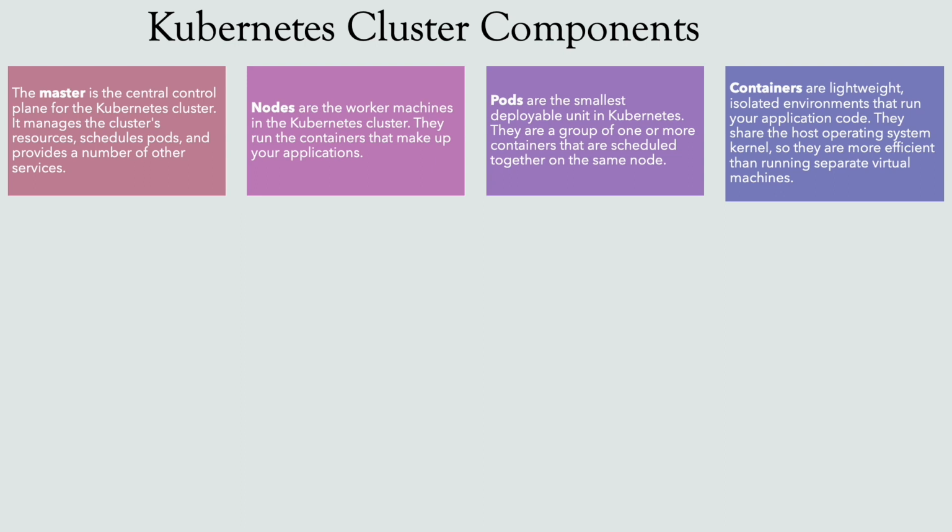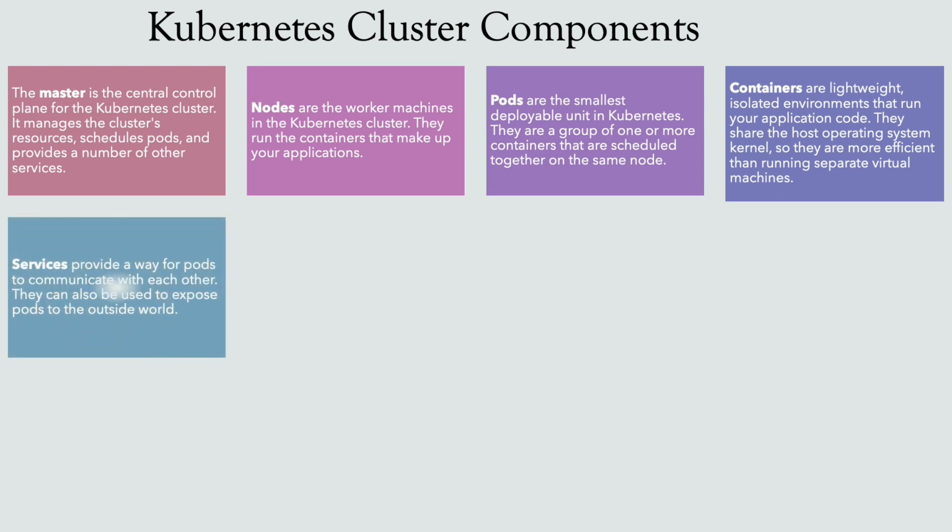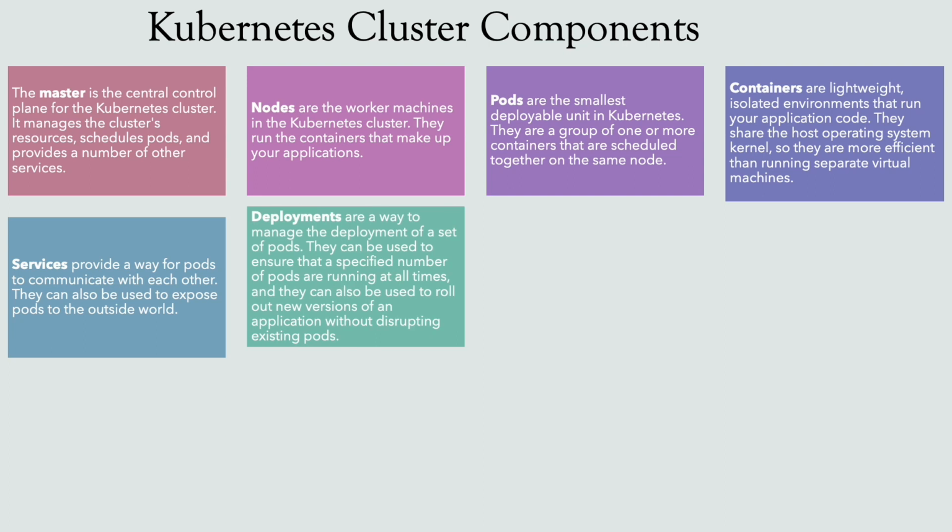The next one is services. Services provide a way for pods to communicate with each other. They can also be used to expose pods to the outside world as a communication point. And the next one is the deployment. Deployments are a way to manage the deployment of a set of pods. They can be used to ensure that a specified number of pods are running all the time and can be used for rolling out a new version of the application without impacting the existing pods.